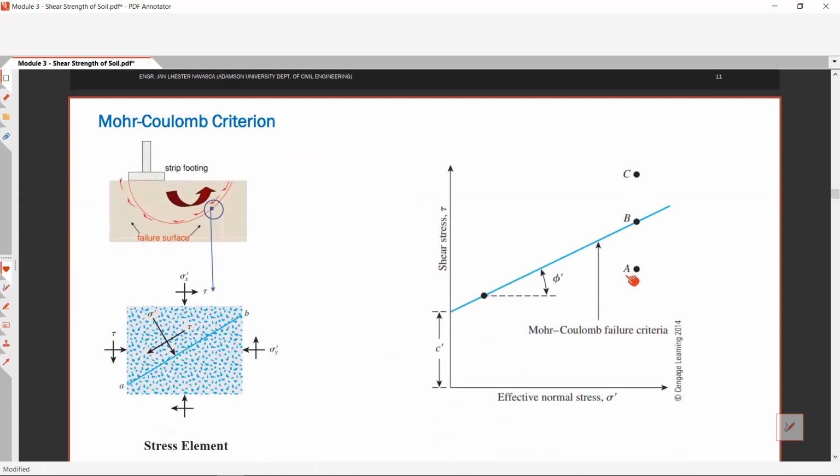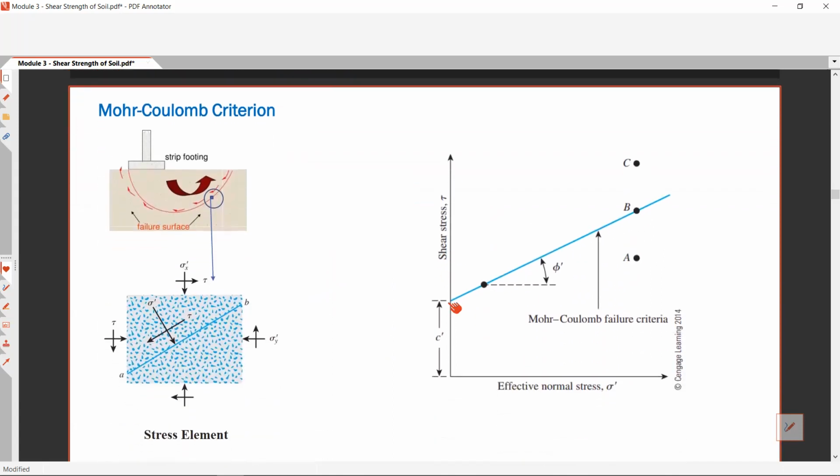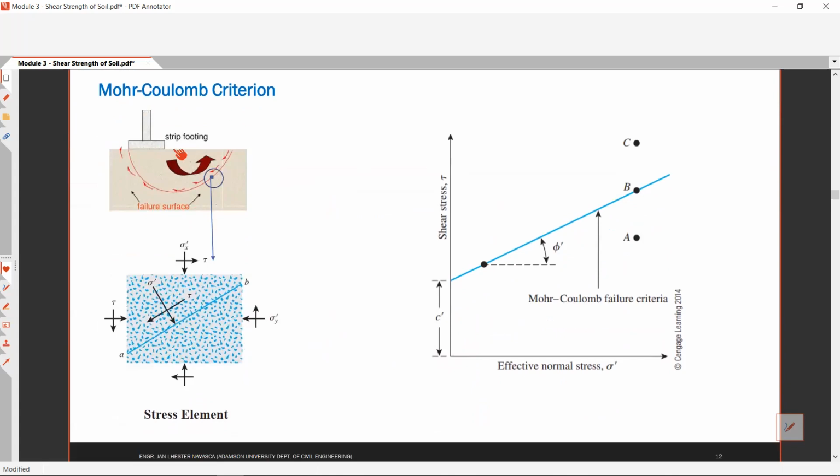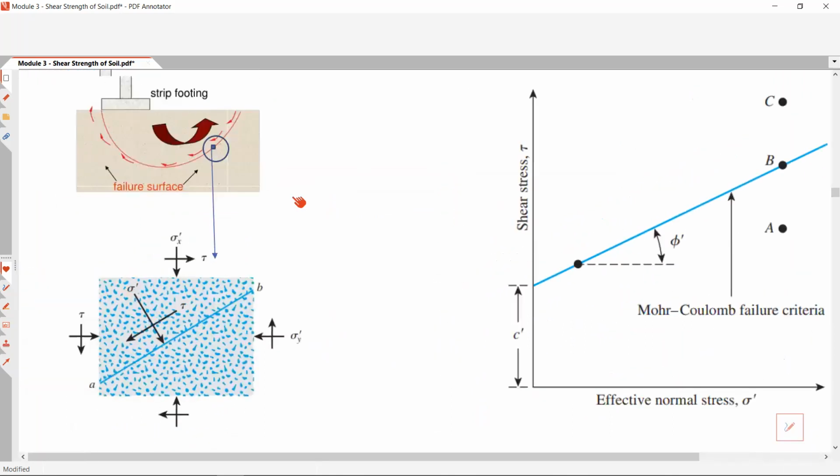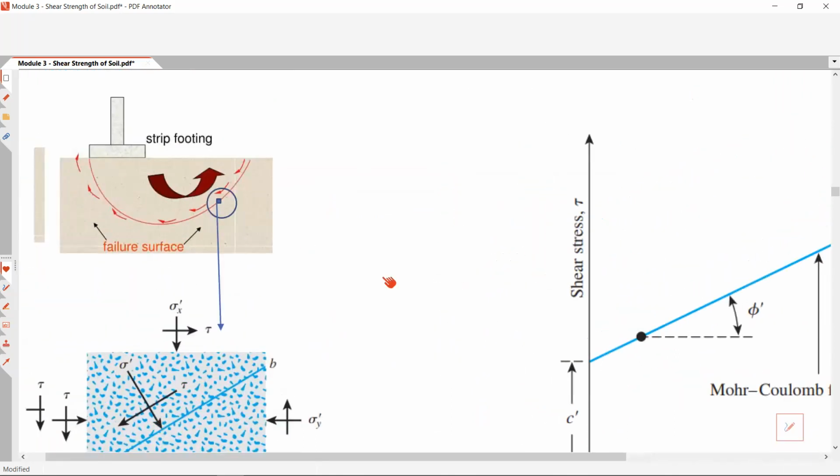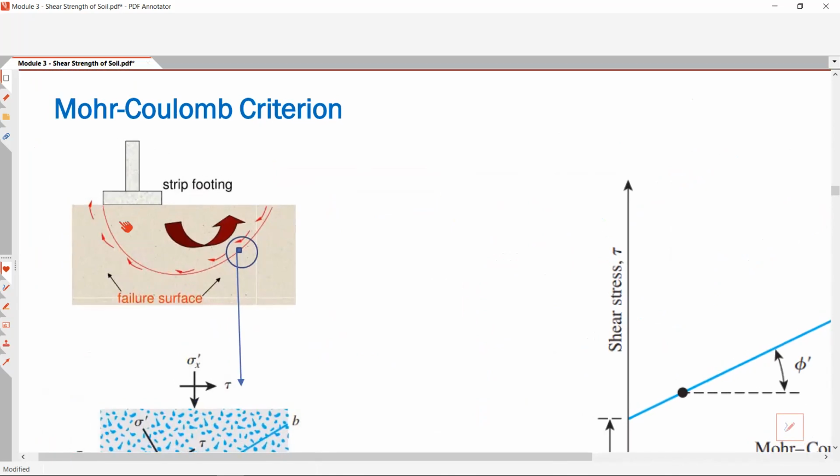Okay, so just like what I said earlier, let's say we have this failure surface and this strip footing. So let's zoom in. Okay, so this one is your failure surface. That is our failure surface when a load is applied on top, at the strip footing.